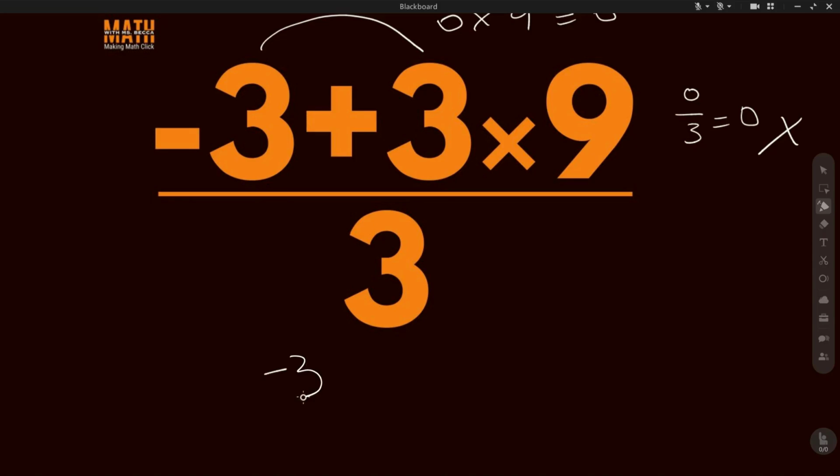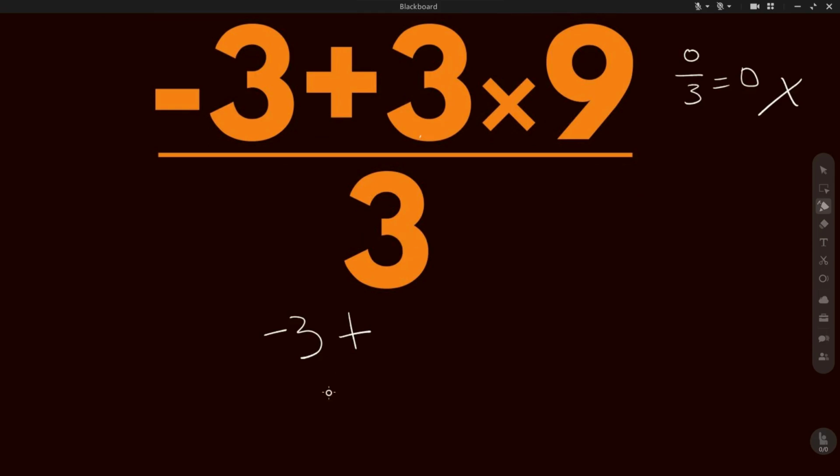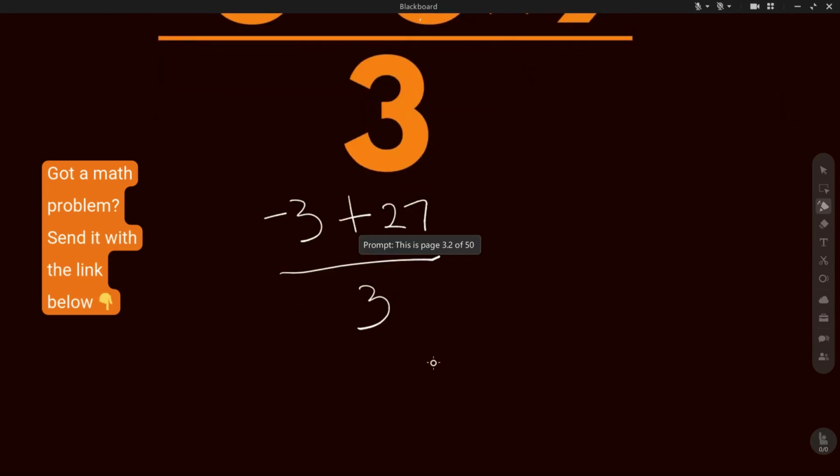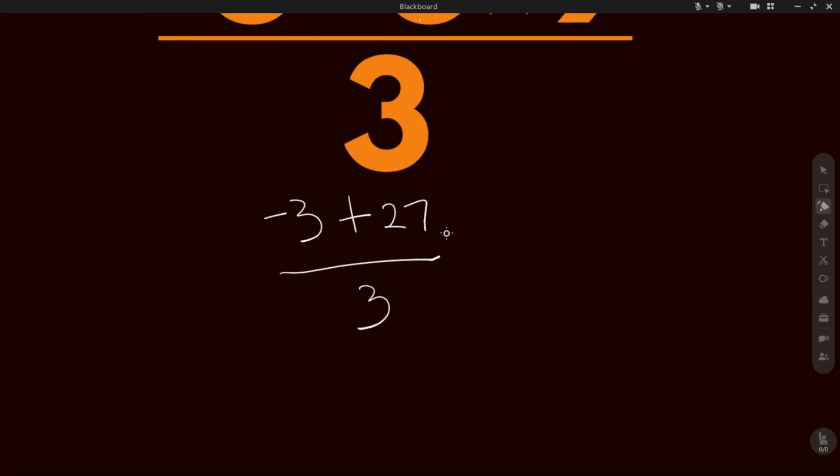The best way to solve this is by using the order of operation, so that we'll have negative 3 plus 3 times 7. Since multiplication appears before addition and subtraction, 3 times 7 will give 27. So then we have divided by 3. Now negative 3 plus 27 is the numerator, so let's sort the numerator out before we include the denominator. So negative 3 plus 27 will give 24, and 24 over 3 will give 8.